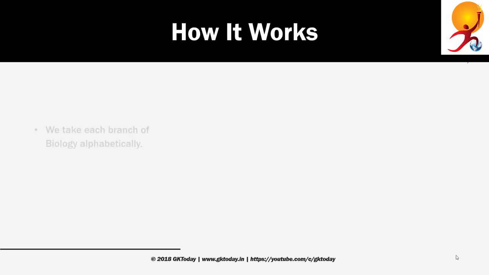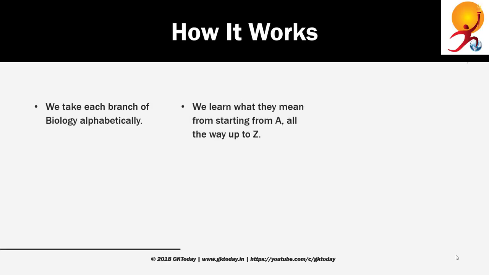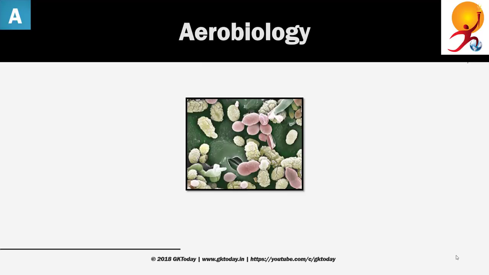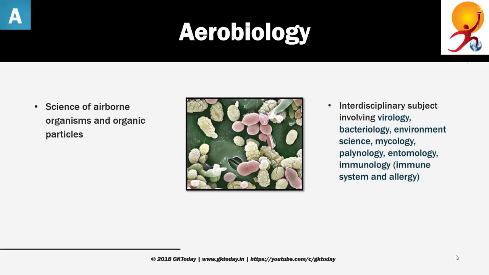So how we do this is, we take each branch of biology alphabetically, we go from A to Z, and in this particular tutorial, we will make a run from A to K. So starting with A. The first is aerobiology, which is the science of airborne organisms and organic particles. It is an interdisciplinary subject, meaning it includes a lot of different branches of biology like virology, bacteriology, etc.